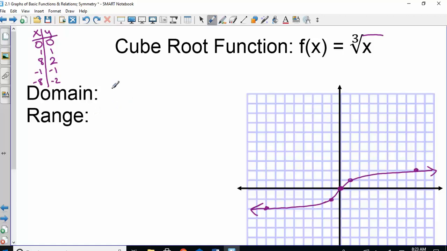What would be the domain? And the range. This end's going down, that end's going up. Increasing, decreasing, or constant?